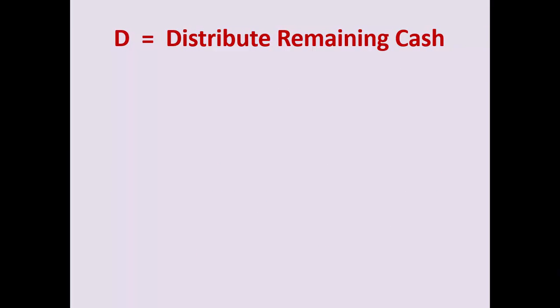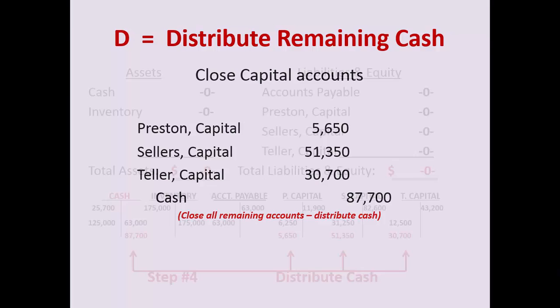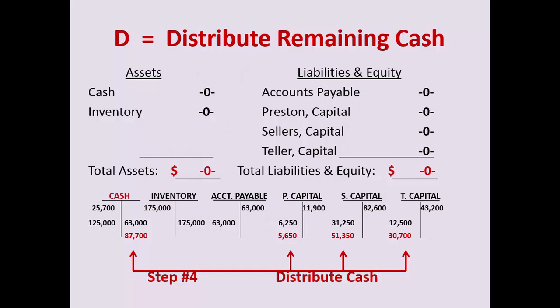Step 4, distribute remaining cash. You're closing your capital accounts. And don't be confused with the profit and loss sharing agreement. Your final step, you're simply closing the books. You've already allocated any gain or loss based on that agreement. Now you simply zero out the capital balances. So now you've done it. Notice all the balances are zero. You've closed your books.